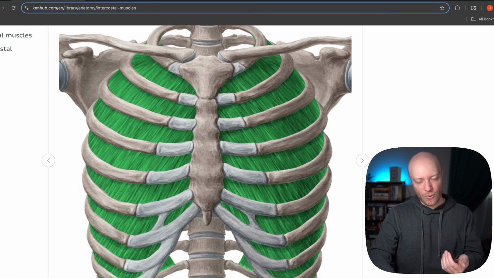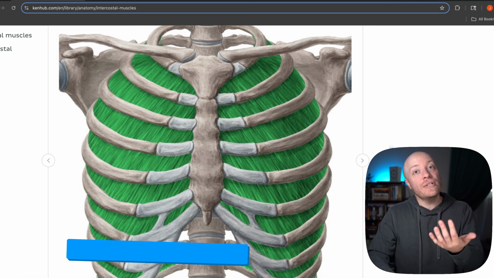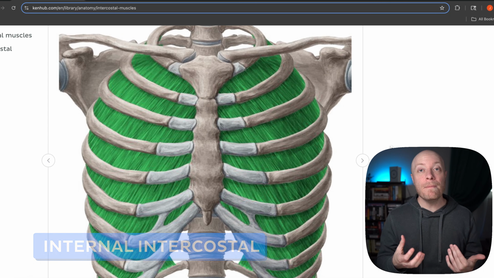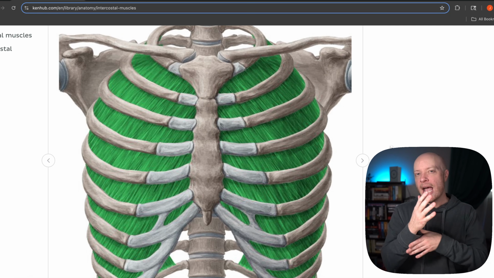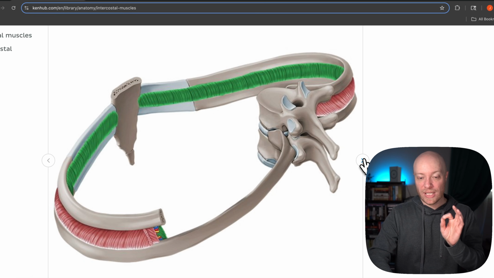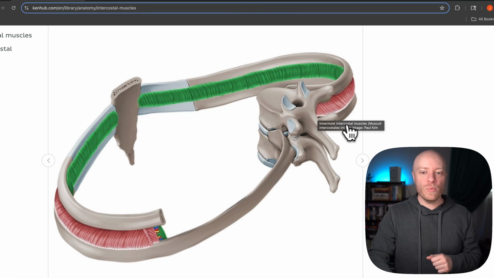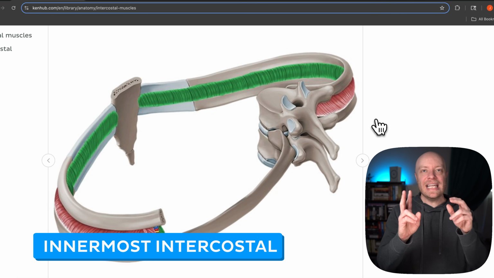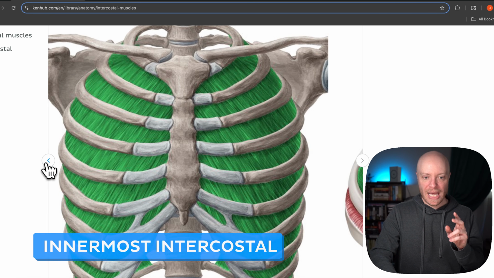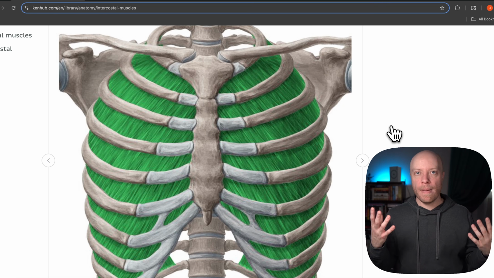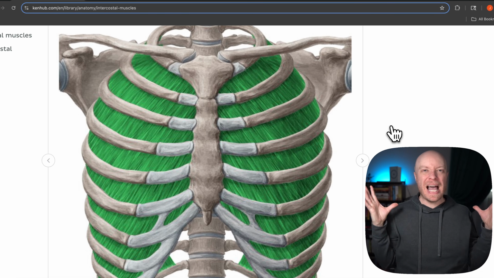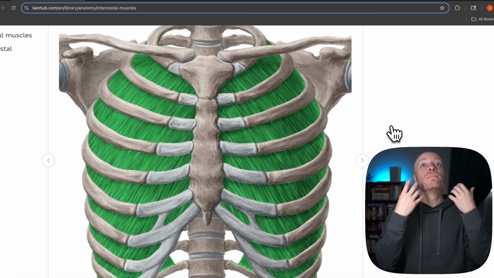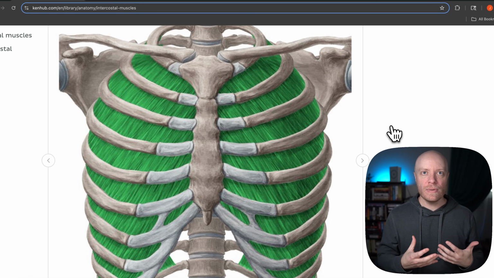But if we go deep to it, that's when we see what's called the internal intercostal. So we have an external, then we have an internal, and this is going to be the middle layer of our intercostals. And this other one here, which I love this view, and we're going to break this down a little bit more in a second, is called the innermost intercostal. These two muscles, the innermost and the internal intercostal, do the opposite. They're going to help to bring the ribs back and kind of compress the lungs to forcefully expire, right? So to breathe out. That is an essential component of that barrel chest.